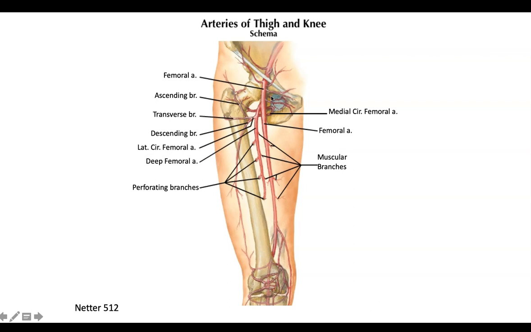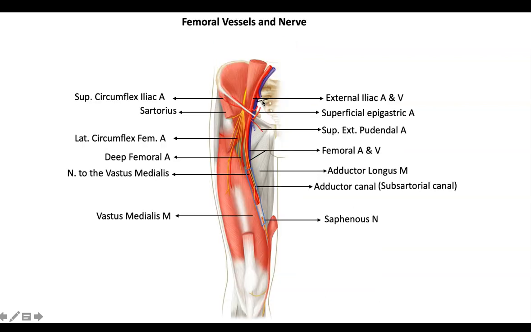So here you can see the femoral artery. It passes through the femoral triangle. At the proximal part of the femoral triangle, the femoral artery has some named branches. There are the superficial epigastric artery, superficial external pudendal, and superficial circumflex iliac. These are the named branches of the femoral artery at the proximal part of the thigh. And also there may be a deep external pudendal artery arising from the femoral artery.